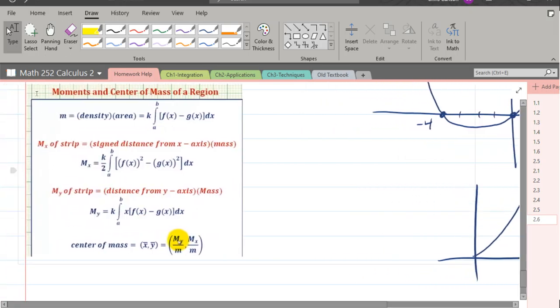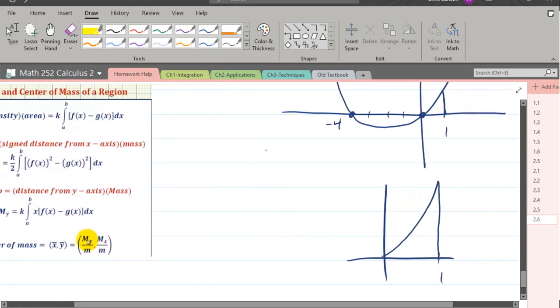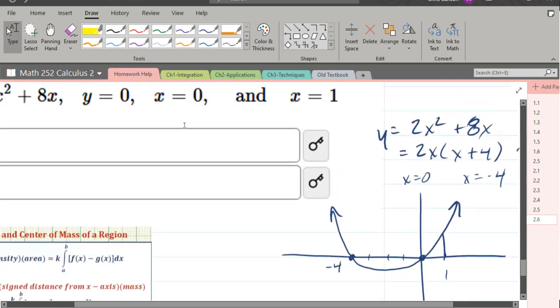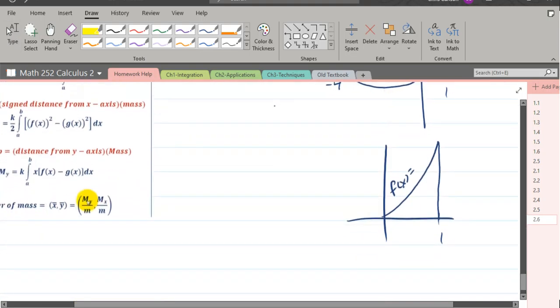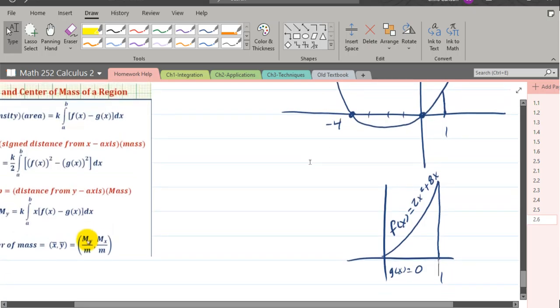Now, I got this out of the video right here. The top function is f, the bottom function is g. So here our top function, f of x, equals 2x squared plus 8x. The bottom function, g of x, equals 0. In other examples it won't necessarily be 0, but for us it is. And we're going from 0 to 1, x coordinates 0 to 1.